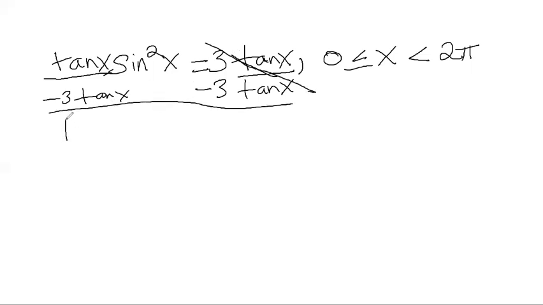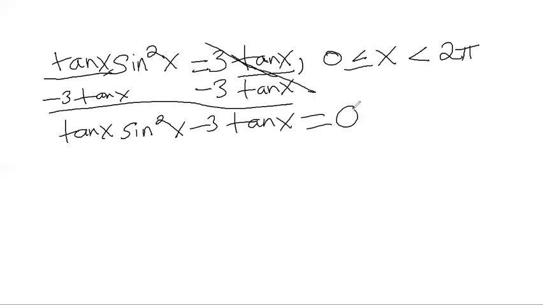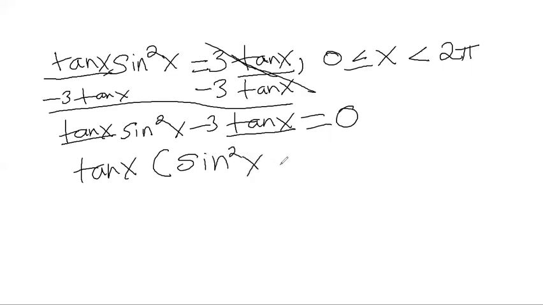That's going to give me tangent of x sine squared x minus 3 tan x equals 0. Okay, so what can I do now? Well, again, our good old friend algebra. Algebra is the bread and butter of mathematics. It's the foundation for high-level mathematics. So we can factor. What can we factor out? A tangent. They both have tangent x in common. So factor out tangent x, and that's going to give you tangent x, and then in parentheses, sine squared of x minus 3.